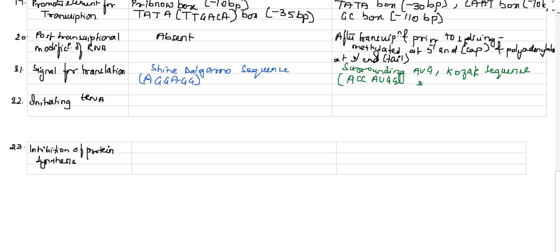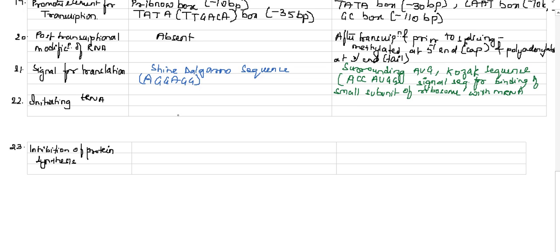So I write here: signal sequence for binding of small subunit of ribosome with mRNA. So in case of prokaryote, Shine-Dalgarno sequence serves as the signal sequence for binding of small subunit with ribosome, and in case of eukaryote, Kozak sequence serves as a signal sequence for binding of small subunit of ribosome with mRNA.